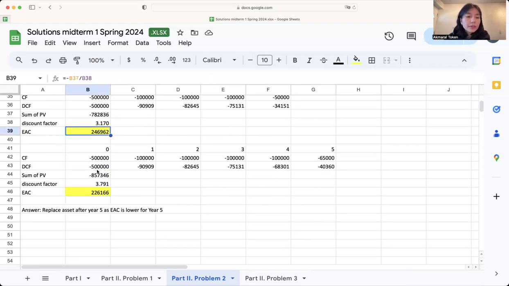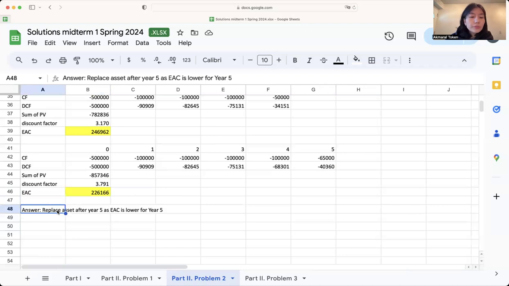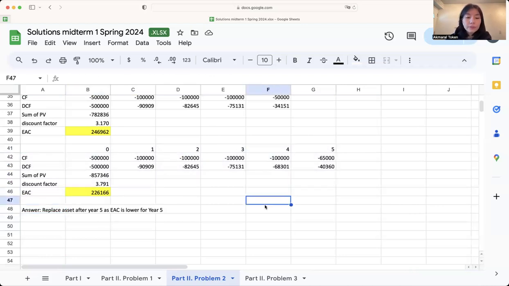So you compare these two numbers, and it's obvious that the second option gives us a lower equivalent annual cost. So lower cost means higher value. So we choose to replace the asset after the 5th year of operations, which is option 2.